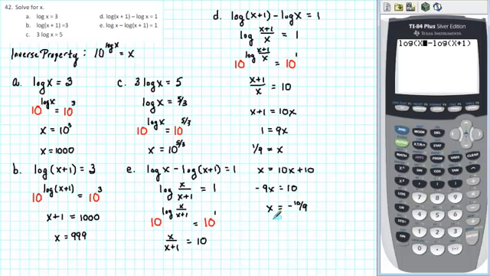So this equation does not have any real solutions. So no real solution.